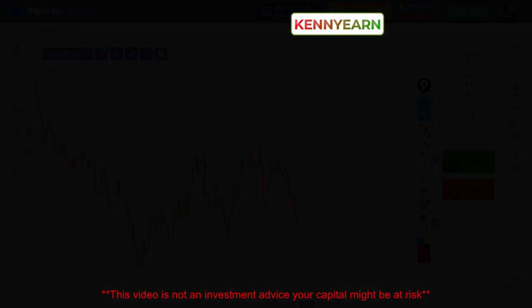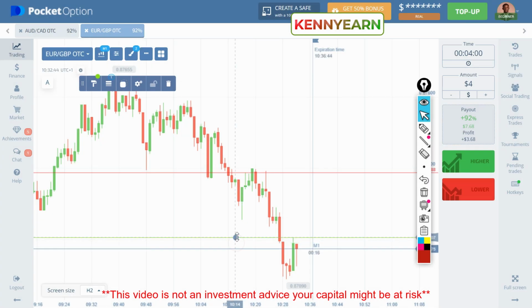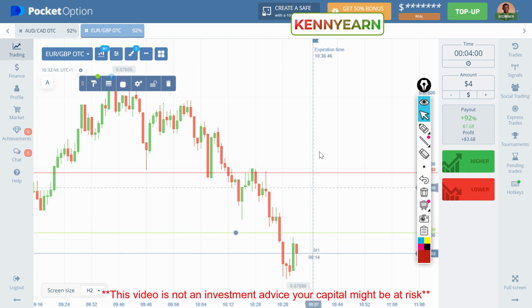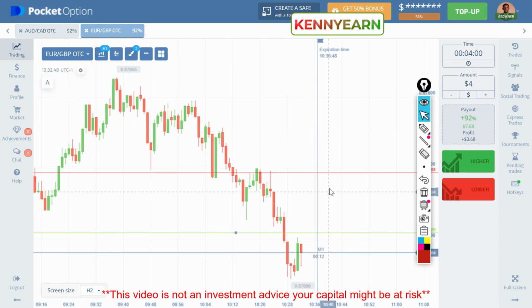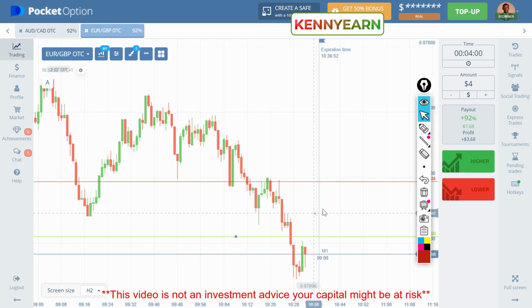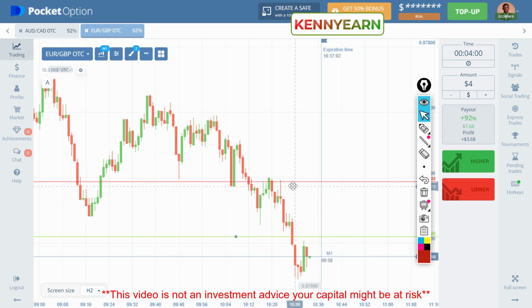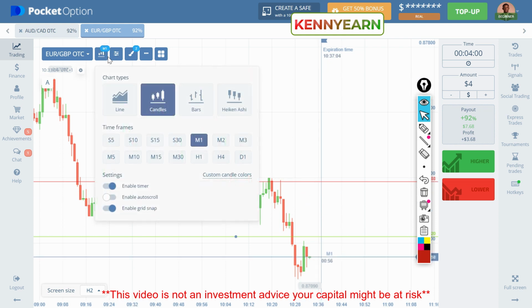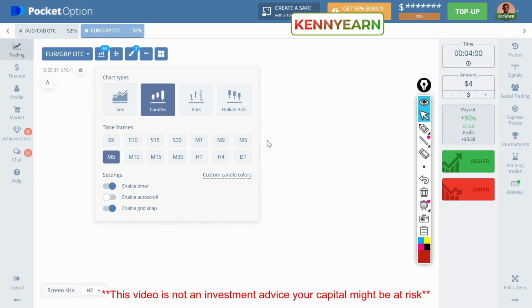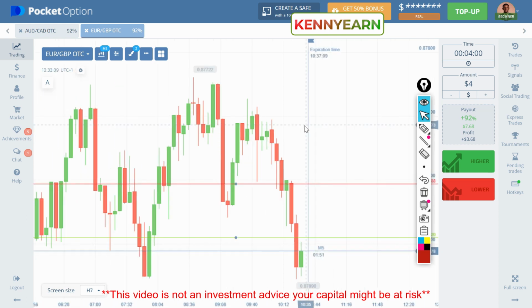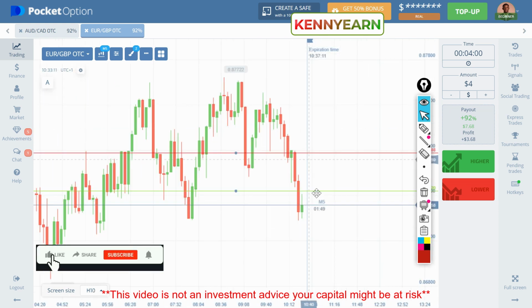Alright guys, so I'm back here. I was surfing the market for a good signal, but I couldn't find. But I think I have something coming up here on Euro GBP. The market is giving us lower low, lower high pattern. If we look at the 5 minutes chart, the market is basically bearish.